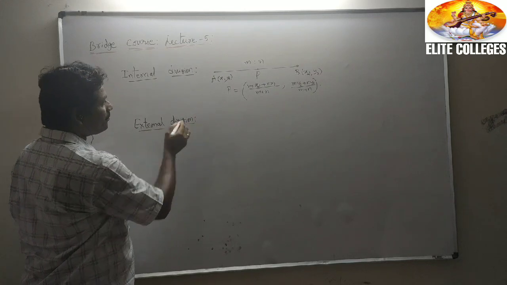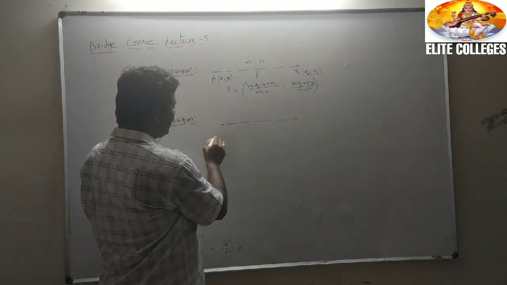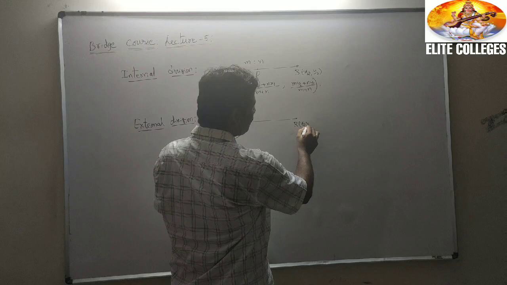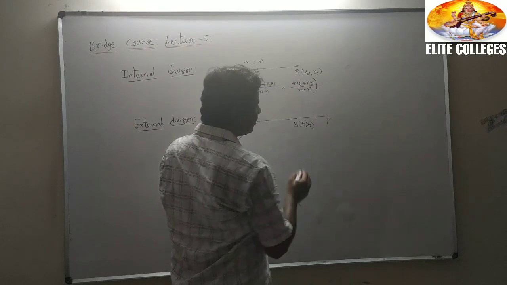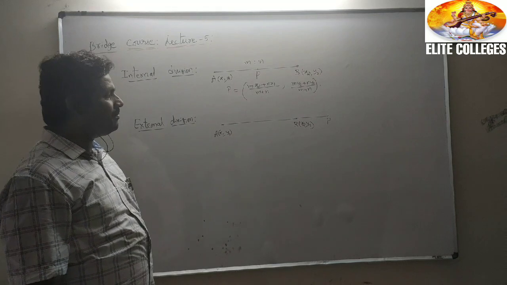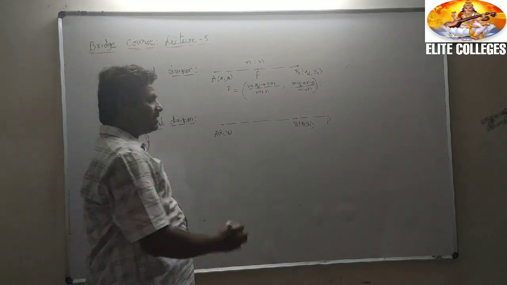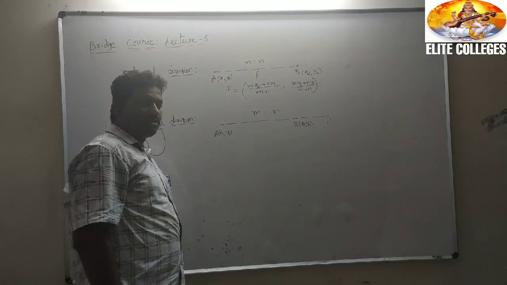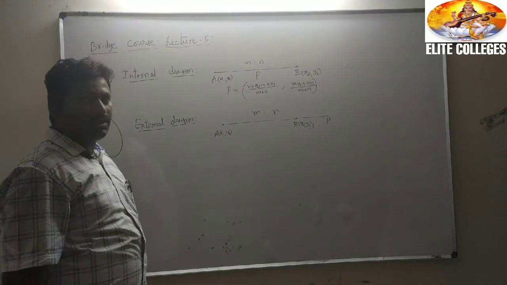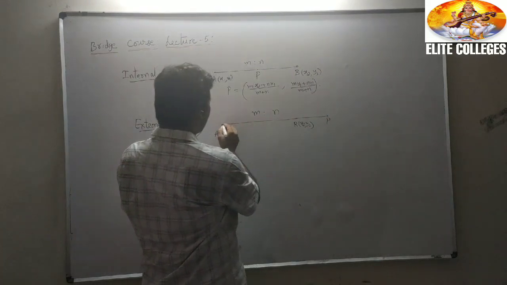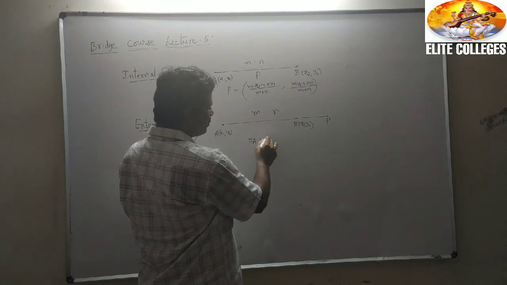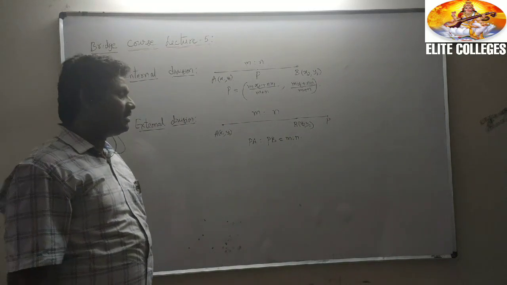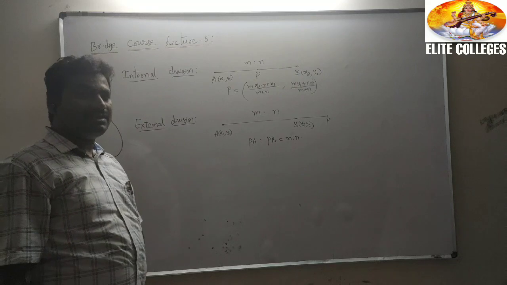External division. See, A of x1 y1, B of x2 y2, and this is the point P. The point P lies outside the line segment AB. The point P divides AB in the ratio m is to n. That means PA is to PB is equal to m is to n. So P lies outside the line segment AB. That means that is the external division.